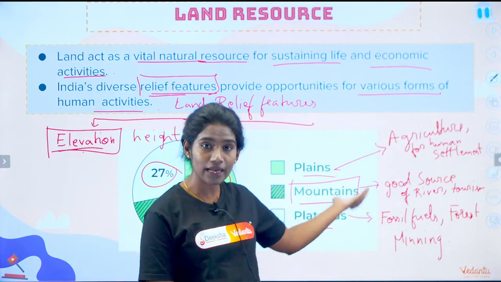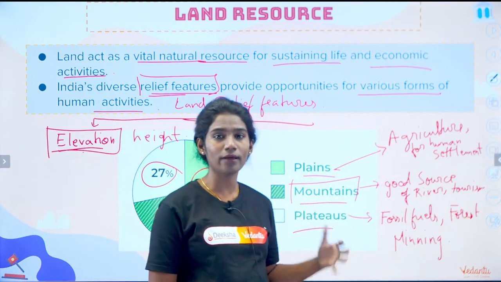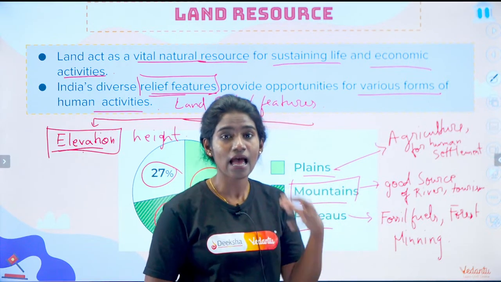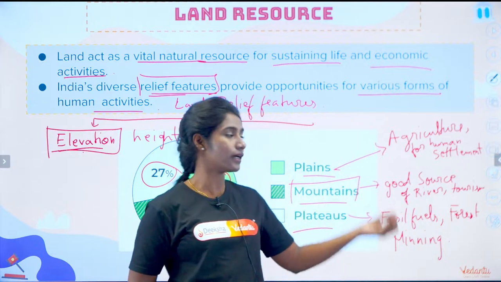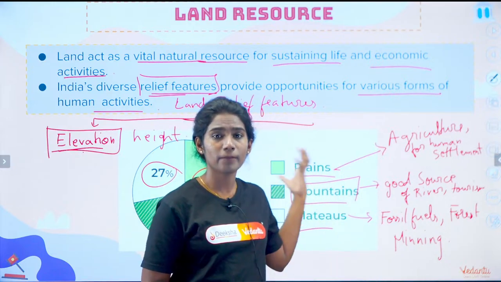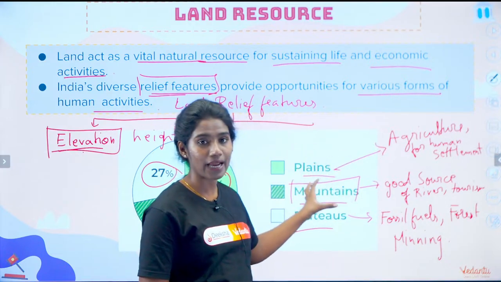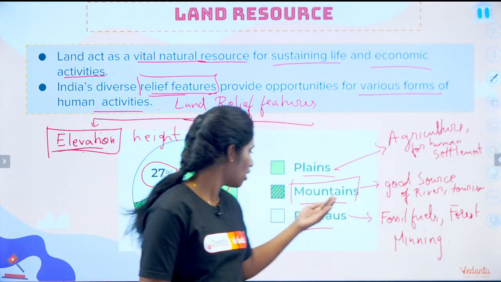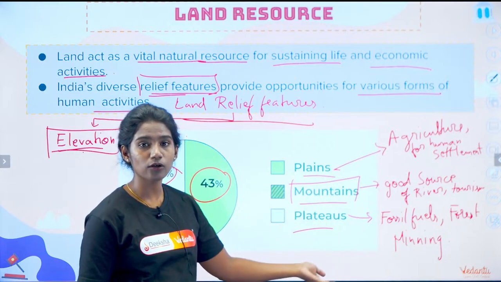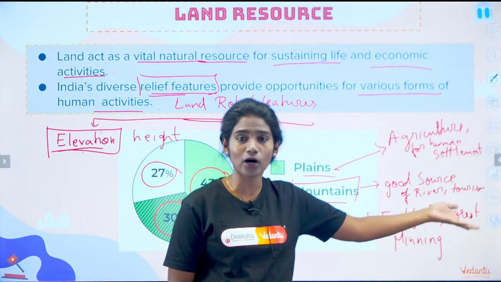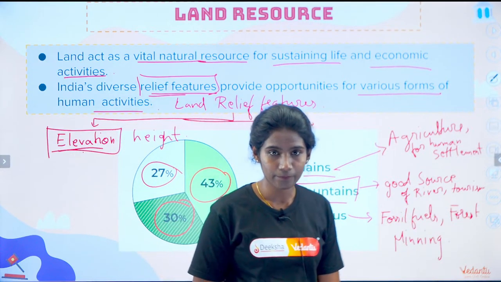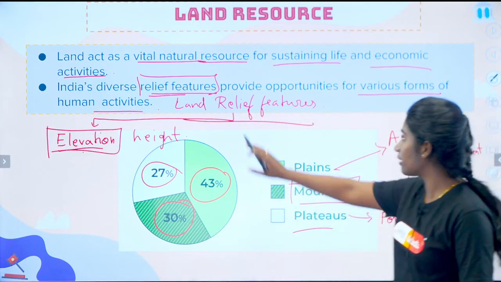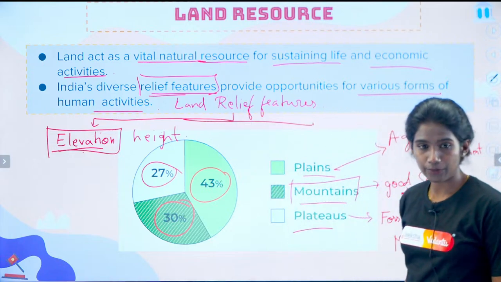And then plains, they support agriculture. Why? Because in the plains there is a good amount of soil, and also the nutrients present in the soil are very good. The soil that is present in the plains is fertile, that's why it supports agriculture. Whereas when it comes to plateaus, they are a good source of fossil fuel, forest, mining and all that. Clear with that? So this is how India has diverse relief features.